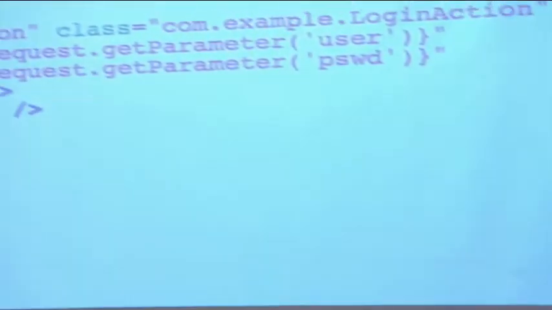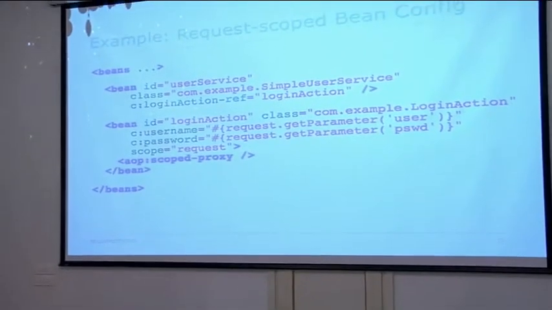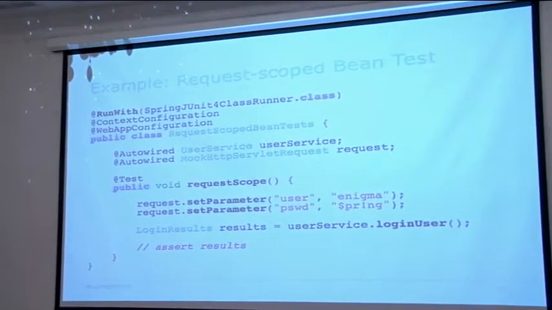It's a singleton bean. There's only one of those, and it gets a reference to a login action that pulls information out of the current request. So now if we wanted to test that, we would probably want to somehow set up the request, set up a test username and a test password in that request. And we can see here how we would do that.